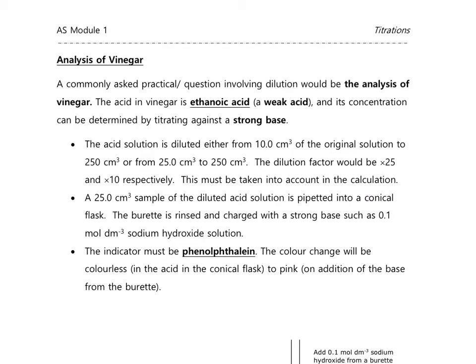As I've mentioned, this is quite a common example for this type of titration, so it's important that you are familiar with this type of calculation and particularly applied to the analysis of vinegar. It's important that you know that the acid in vinegar is ethanoic acid. You would have learnt that at GCSE, and it's important that you know the formula of ethanoic acid as well. And that is CH3COOH, and you do need to know that off by heart.